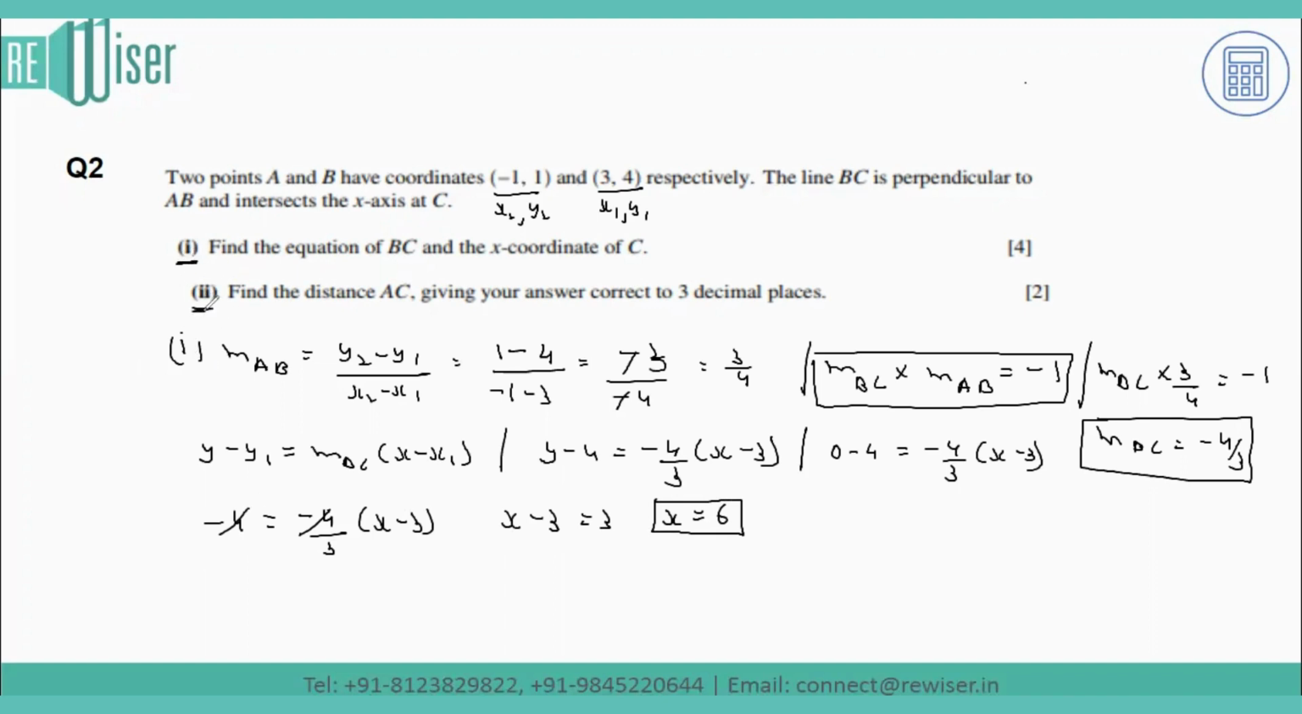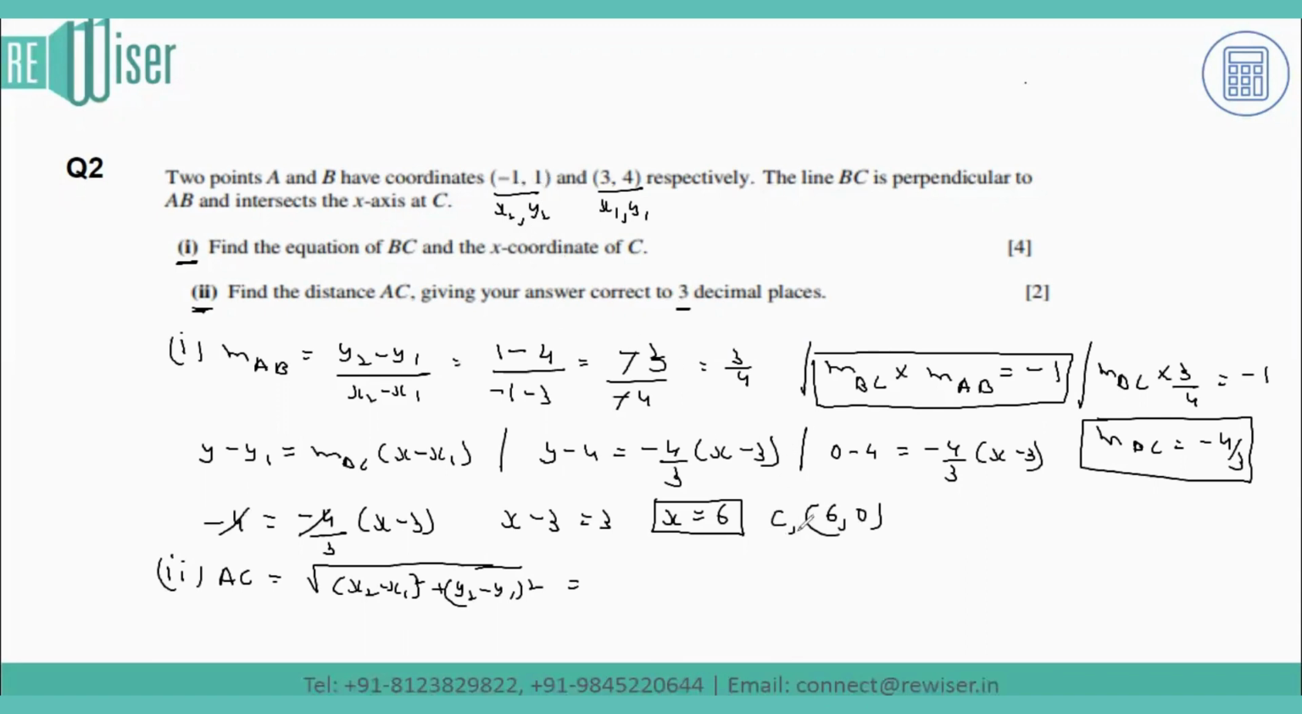Now moving on to the second part of the question, they have asked us to find the distance AC, and we have to give it to 3 decimal places. So to answer the second part, the distance AC is given by the distance formula, which is the square root of x2 minus x1 whole square plus y2 minus y1 whole square. The coordinate of point C is 6 and its y coordinate is 0 because that's the point lying on the x-axis. So the coordinates of point C are 6, 0. And the coordinates of point A are already known, which is -1 and 1.